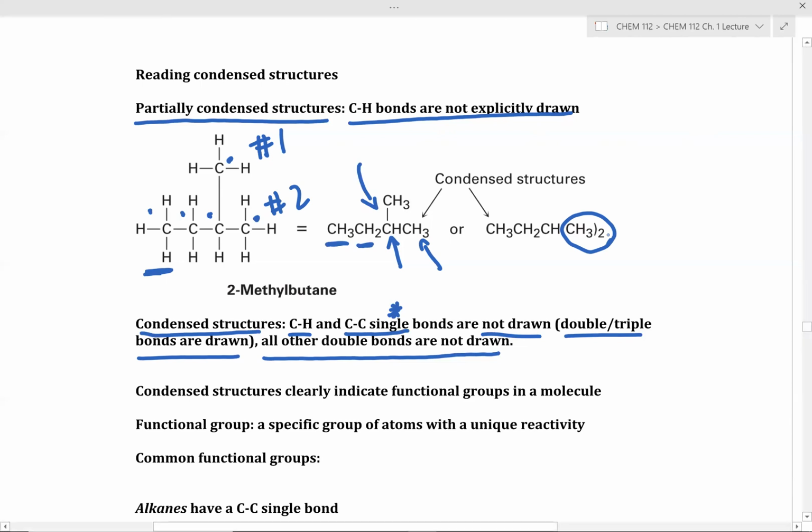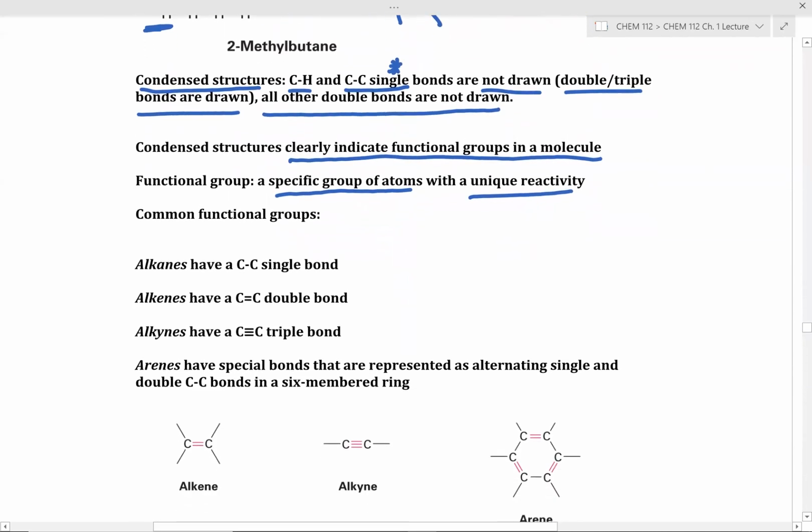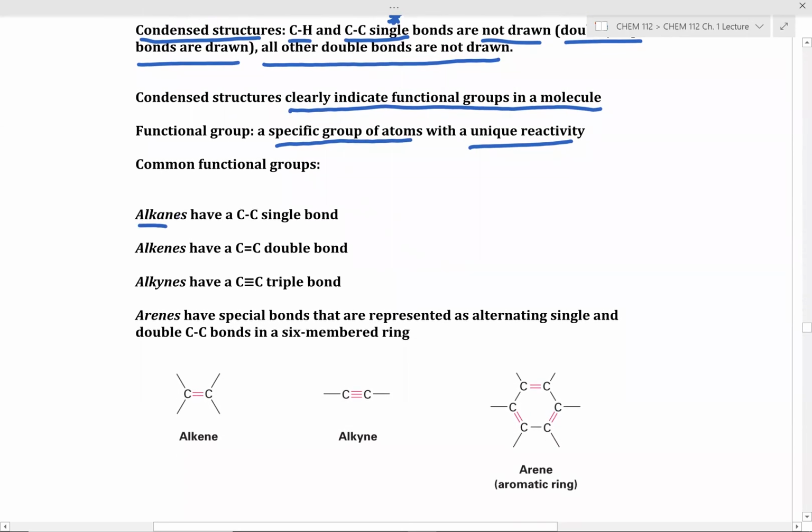Now, condensed structures will clearly indicate functional groups in a molecule. And a functional group is a specific group of atoms with a unique reactivity. And if you understand and recognize functional groups, you can quickly draw Lewis structures. So let's talk about the really boring ones first. Alkanes have a carbon-carbon single bond. So for example, the CH3 functional group is an alkane. It just has a carbon-carbon single bond.